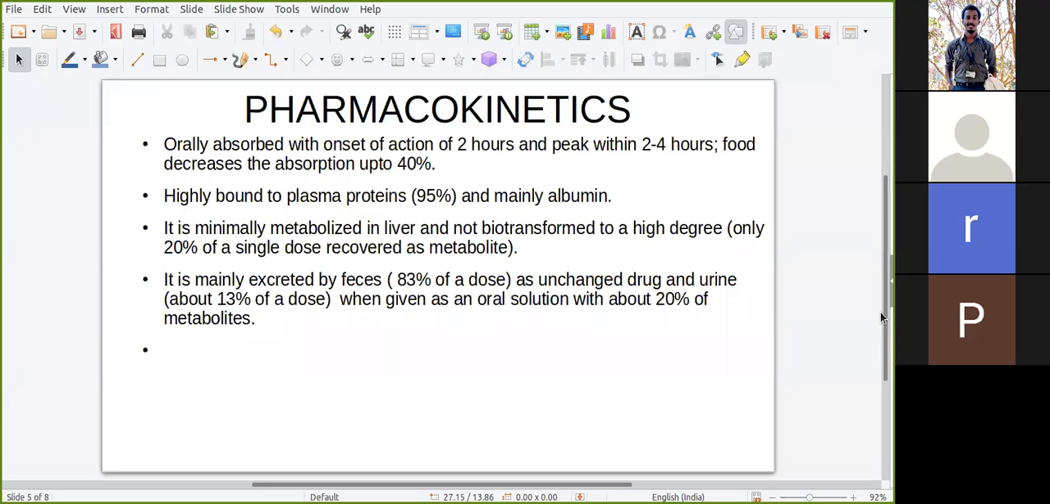Okay, so it's mostly given before food. Yes, one hour before food. It's mainly excreted in feces, as I told you, as an unchanged drug, and in urine, about 13% of the dose.